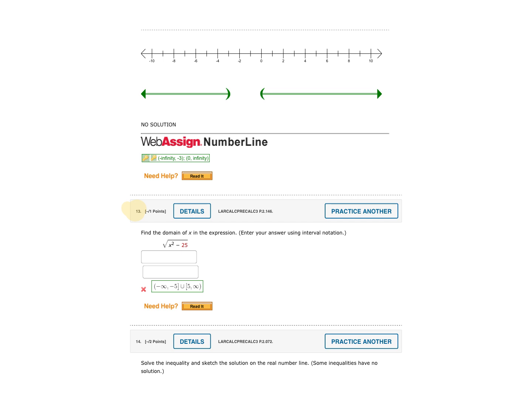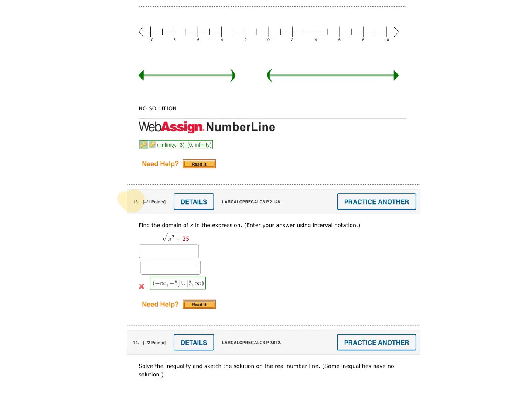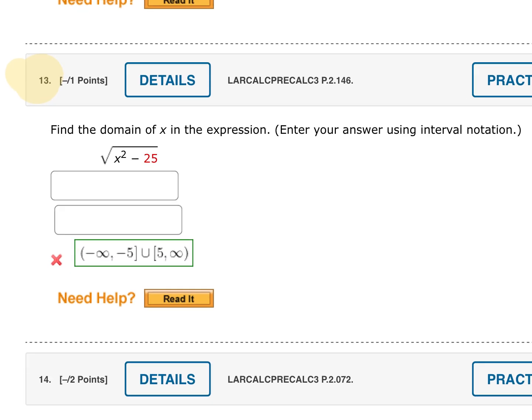We want to find the domain. What do we do to find the domain when we have a square root? What can we not have under a square root? Negative. Can't have a negative under the square root, so we have to say whatever's under our square root is greater than or equal to 0. So we set everything under our square root greater than or equal to 0. So x squared minus 25 is greater than or equal to 0.